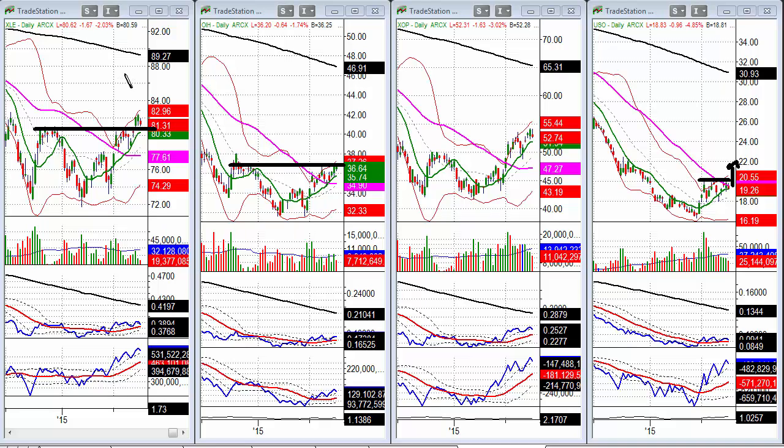Now, the other reason that I look at the markets this way is because, well, I'm not going to go over these indicators, I can also see how these indicators are lining up.